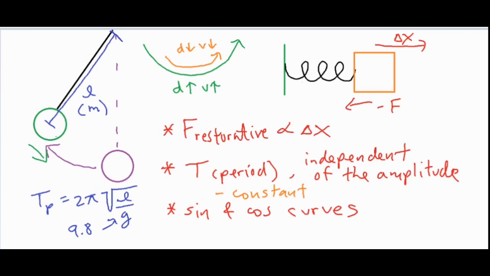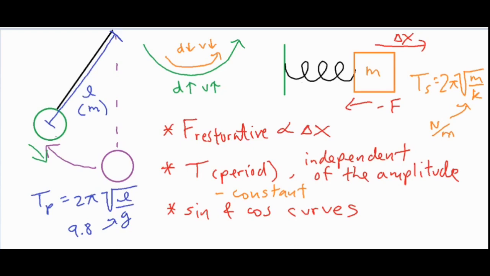And then for the spring, it has a different formula because it doesn't have the same properties as a pendulum. With this, we'll call it T sub S. And that formula is 2 pi the square root of m over k. M is the mass of the oscillating object connected to the spring, and then K is a spring constant measured in newtons per meter, which is basically how stiff or stretchy the spring is, how much force is required to stretch or compress it 1 meter.